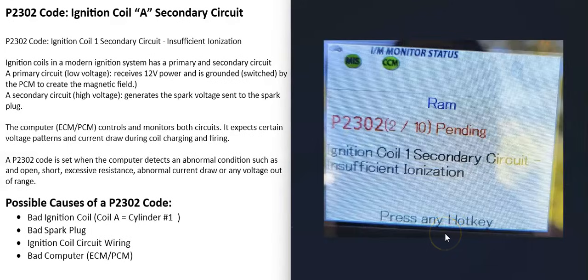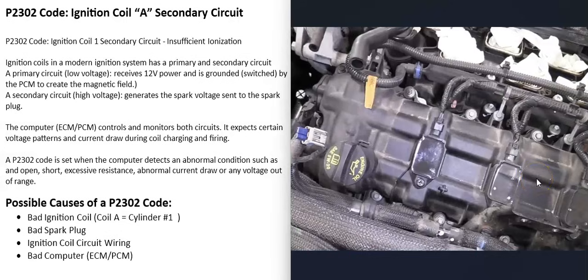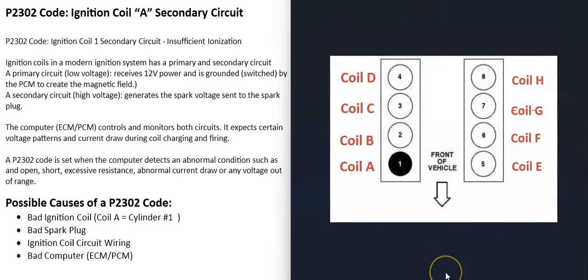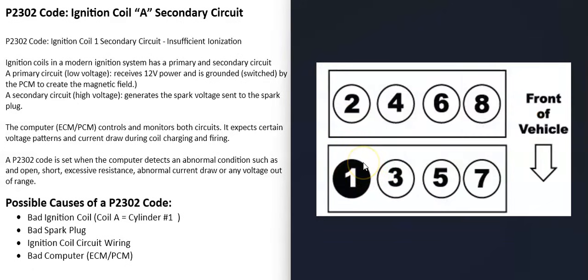And so what would be some possible causes of a P2302 code? Well, the first thing that could cause this is that the ignition coil on cylinder number 1 has gone bad and needs to be replaced. So the first thing to do is to locate cylinder number 1 on your particular engine. Since there will be differences, the location of cylinder 1 is really going to vary. It's going to depend on the engine.